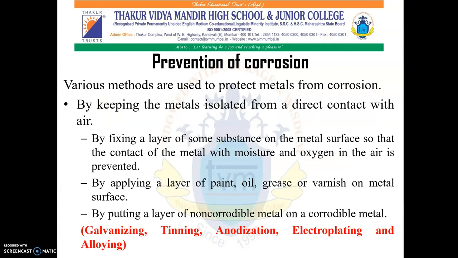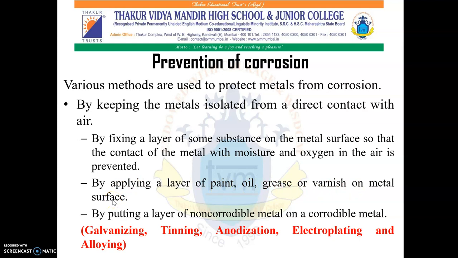How can we prevent this corrosion? There are various methods that are used to protect metals from corrosion. One of the simplest methods is by keeping the metals isolated from the direct contact with air. This can be done by fixing a layer of some substance on the metal surface so that the contact of the metal with the moisture and the oxygen in the air is prevented. So, this layer can be provided by applying a layer of paint, oil, grease or varnish on the metal surface.